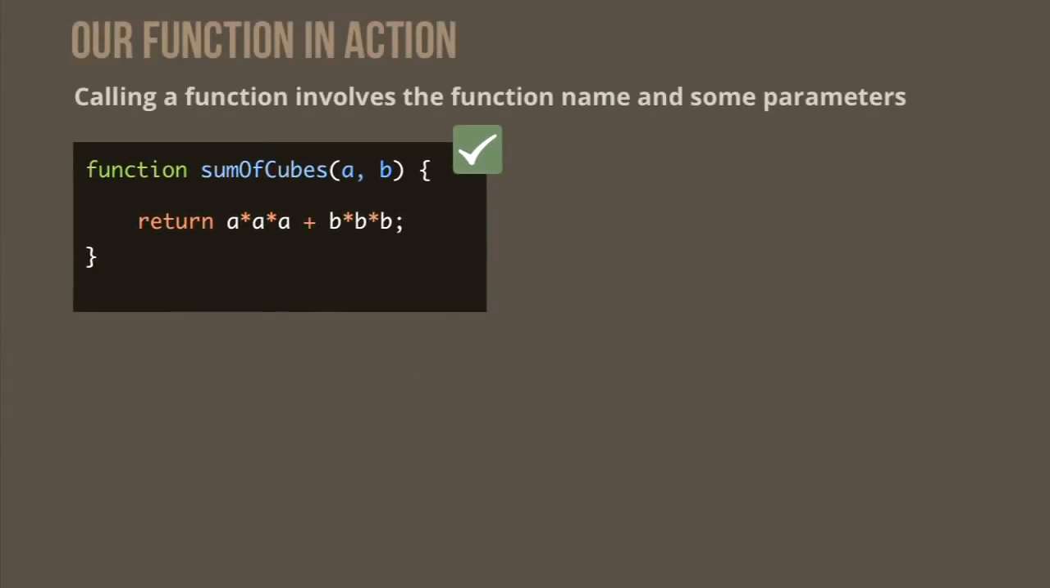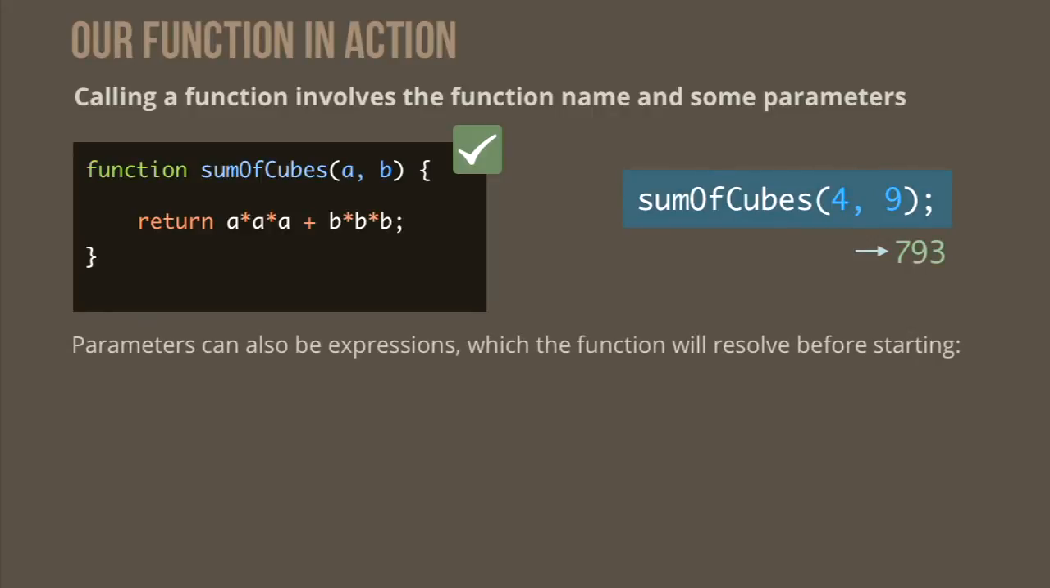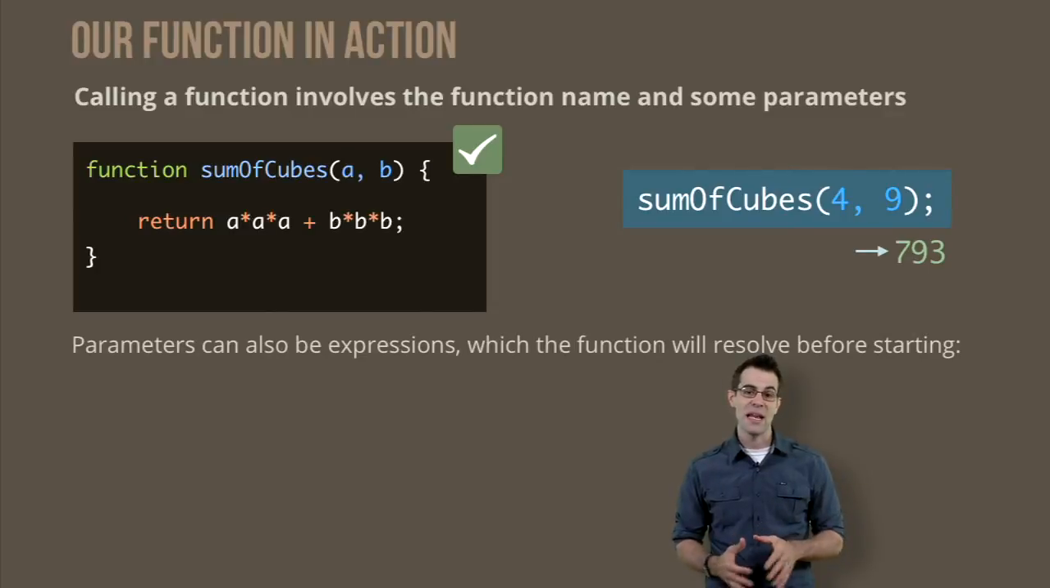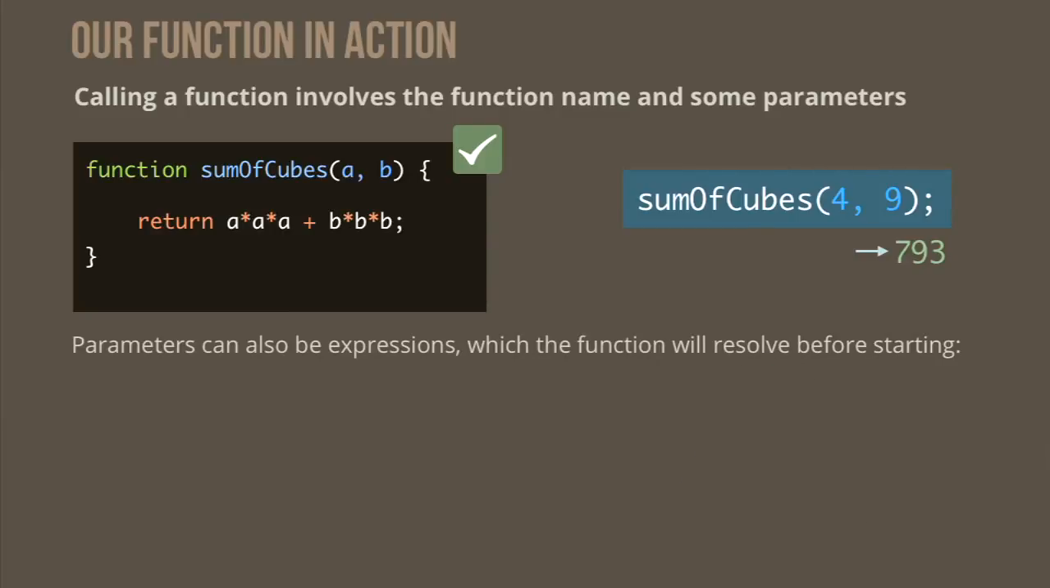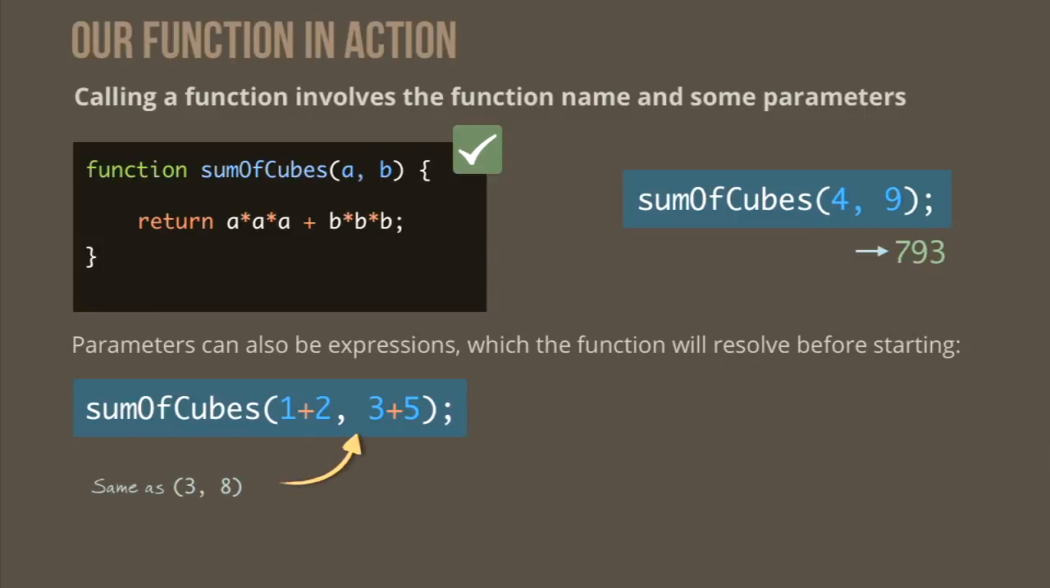Now, as you saw before, we can call our sum of cubes function with 2 numbers passed in as parameters, but we can also pass in expressions as parameters. JavaScript will go ahead and evaluate and simplify those expressions before calling the actual function. So you can see here that if we called the sum of cubes with 2 expressions as parameters, 1 plus 2 and 3 plus 5, that would be the exact same thing as calling sum of cubes on 3 and 8. And of course, we would get a 539 as the output.